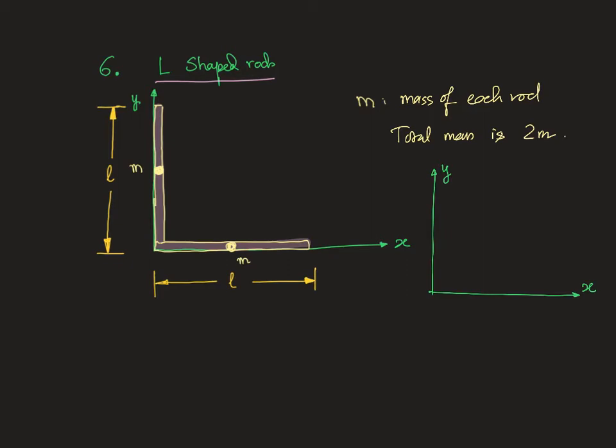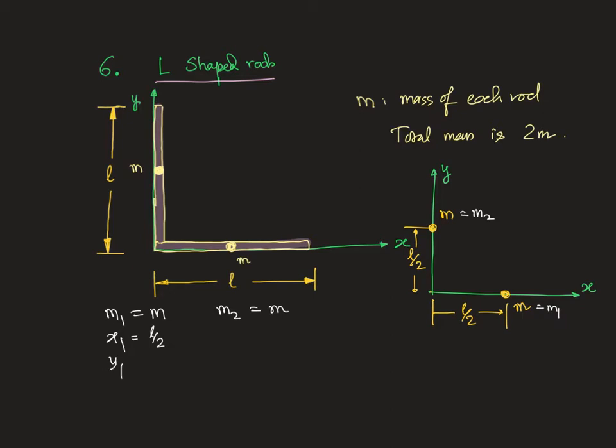See, so now in a new figure you have only these two point masses, m and m each. What are the distances? L by 2, and this is also L by 2. And where is the center of mass of this? Obviously, say this is m1 and this is m2. So m1 is m and m2 is m. So x1 is L by 2, y1 is 0.